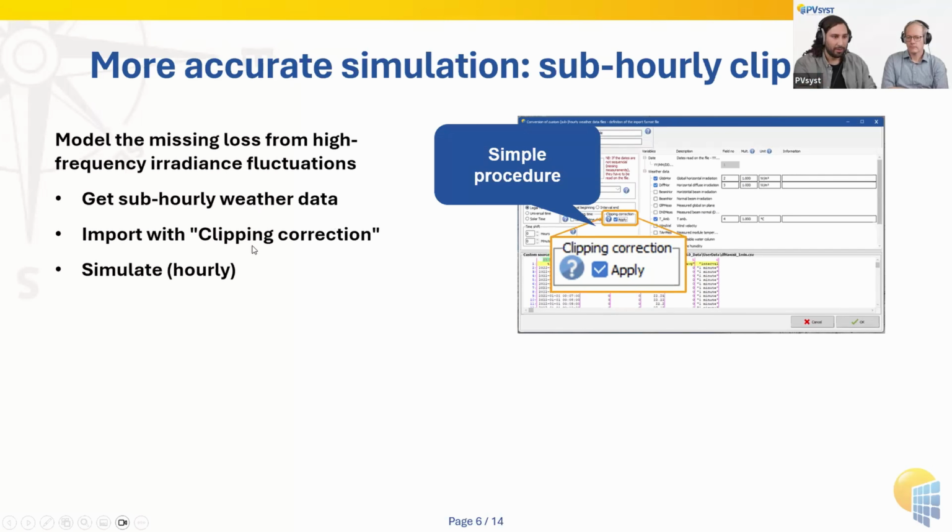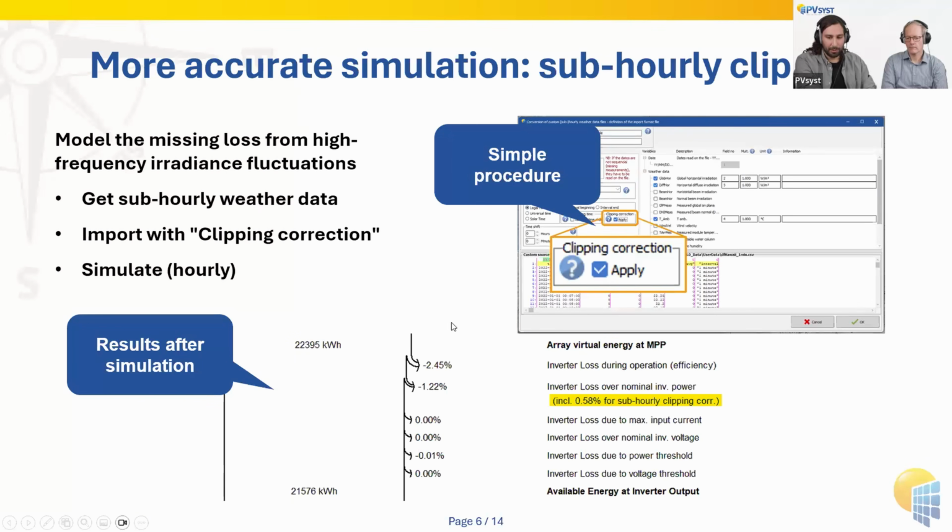Then you can use your weather file, your MET file, and then you can just simulate. And the results will show kind of an extra loss that will just accompany the usual clipping loss. You will see that this clipping loss may increase when using this feature, and we will tell you what's the part that was attributed to that sub-hourly irradiance fluctuation.